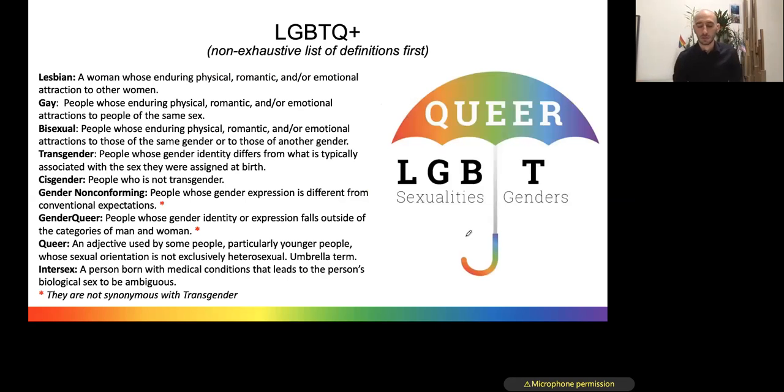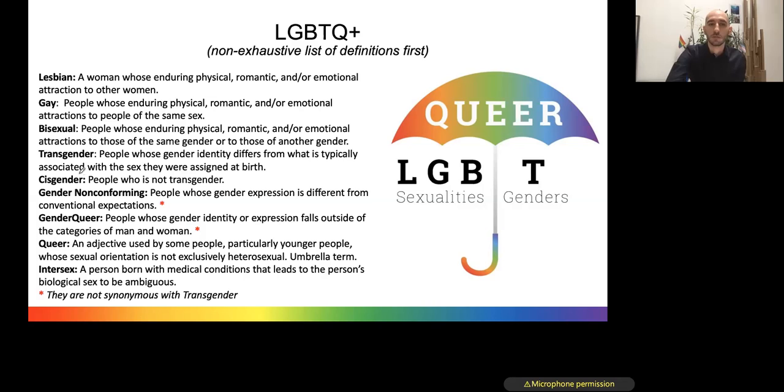So, before going to the issues that LGBTQ people face in academic settings, let's go through a few definitions, because words are important and words have meaning. So I would skip the most common terms, but let's just focus on a few terms like transgender, that is a person whose gender identity differs from what is typically associated with the sex that was assigned at birth. And sometimes you hear this word cisgender. So cisgender is just anyone that is not transgender.